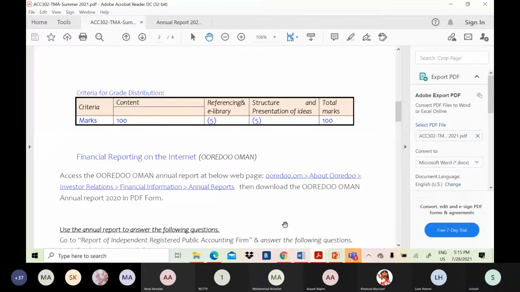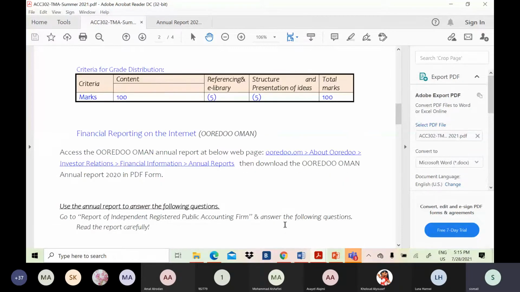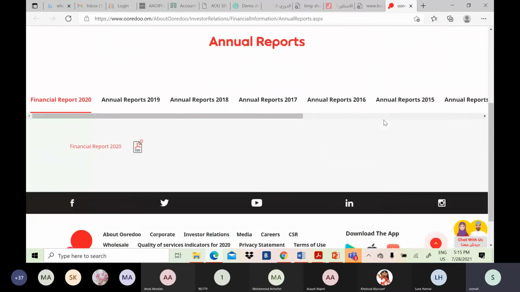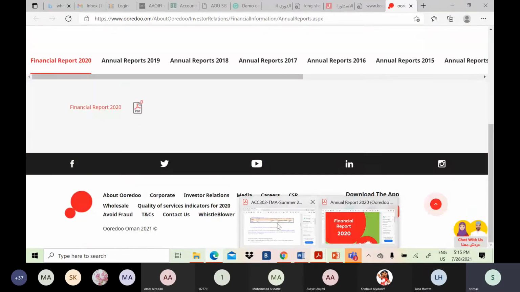He said access the Ooredoo Oman annual report based on this website. By the way, this is an actual, real case study. I'm going to follow along with you. I'm going to double click on this link. Can you see it will open the Ooredoo company website in Oman. Then he said download the Ooredoo Oman annual report 2020.